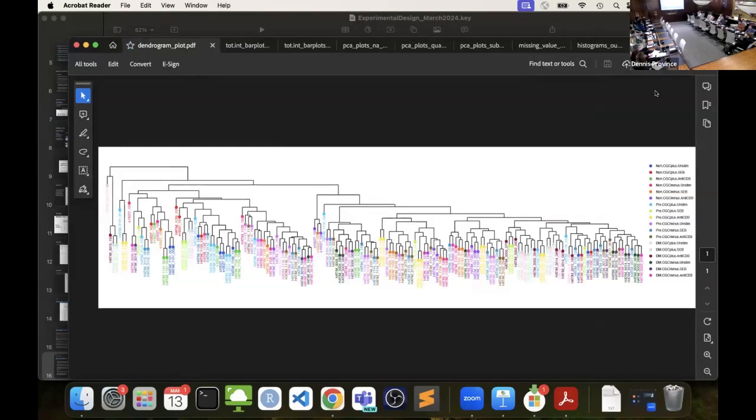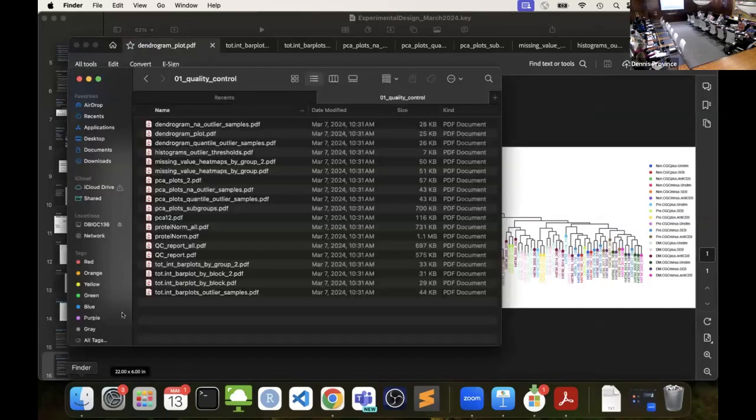Get rid of my Zoom thing over here, see if I can, oh, I may have closed it. I think I did. I closed that one.